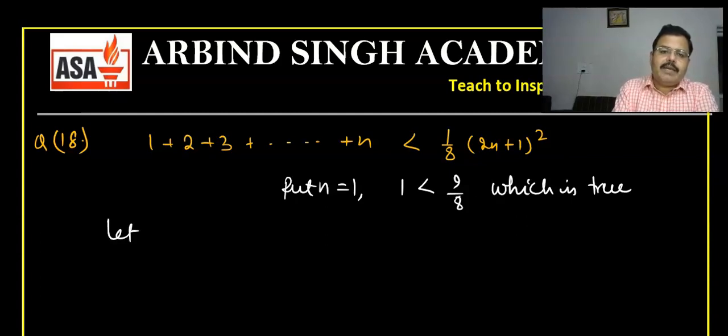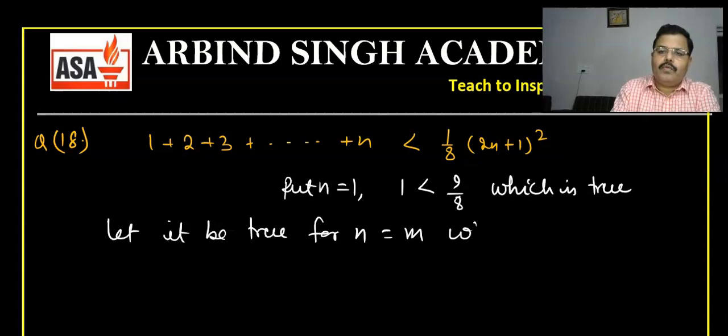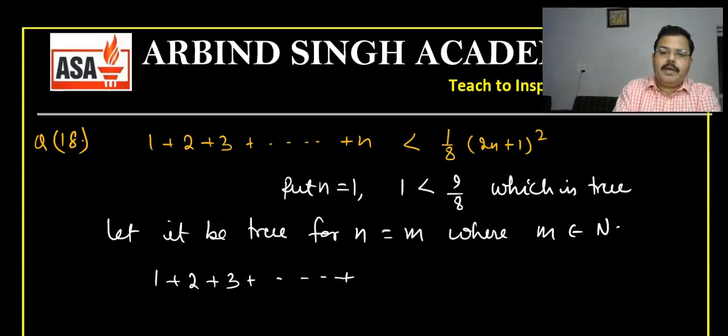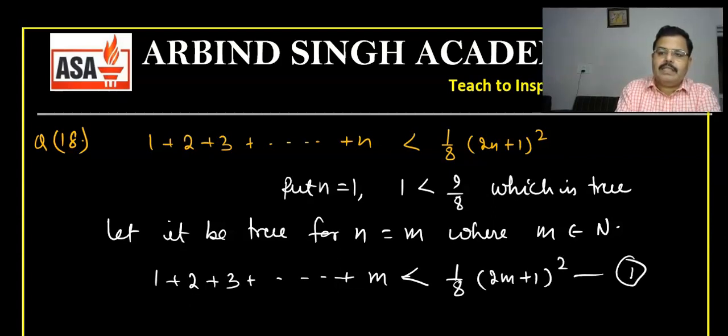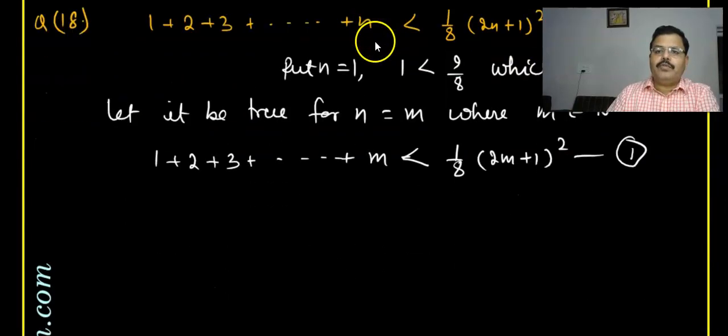Again, we will write the same dialogue. Let it be true for n equal to m, where m belongs to some natural number. So what will happen then? 1 plus 2 plus 3 up to m must be less than 1 by 8 into (2m plus 1) whole square. And this is one; we have to use it.